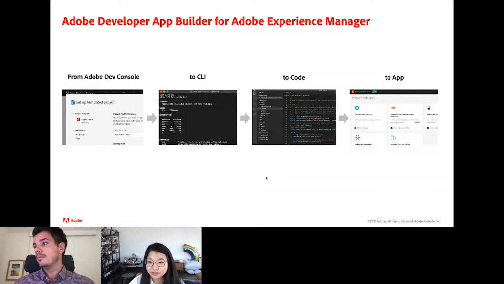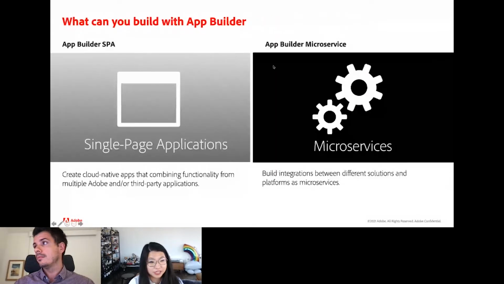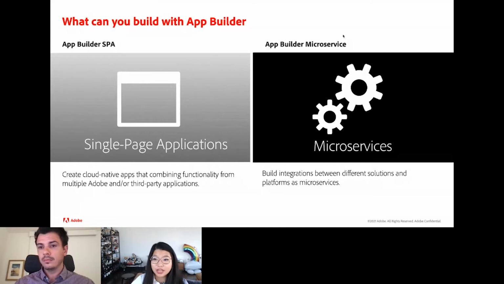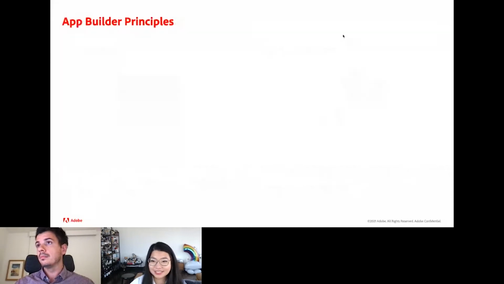Now, with App Builder, you can create both single page applications as well as microservices. For single page applications, we will embed your deployed application right inside the Experience Cloud shell for very easy user access for your employee users. And for microservices, you can easily integrate it and take it to different places to work with different systems and platforms.